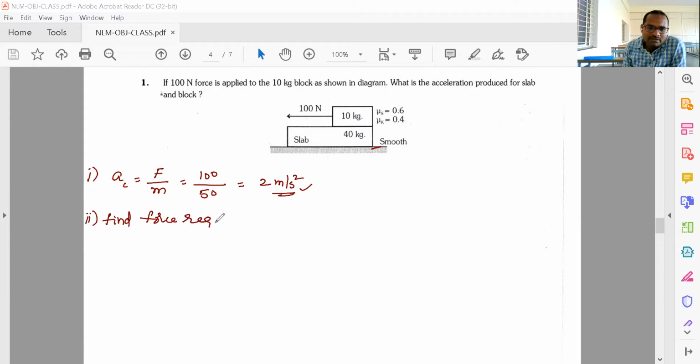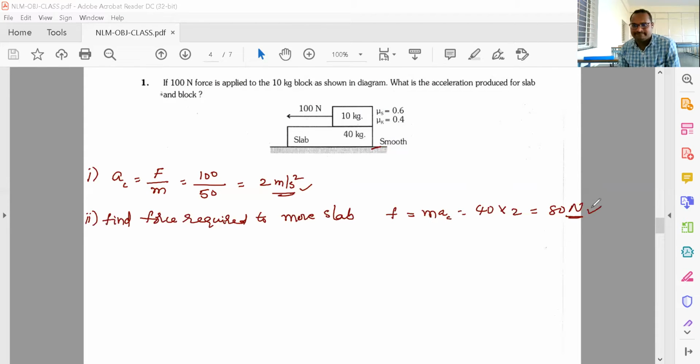Force required to move the slab, that is how much F, I am calling that F. So mass of the slab into common acceleration. Mass of the slab is 40 kg and acceleration is 2, which means 80 Newton force is required. Okay, but the actual static frictional force, limiting friction, how much?